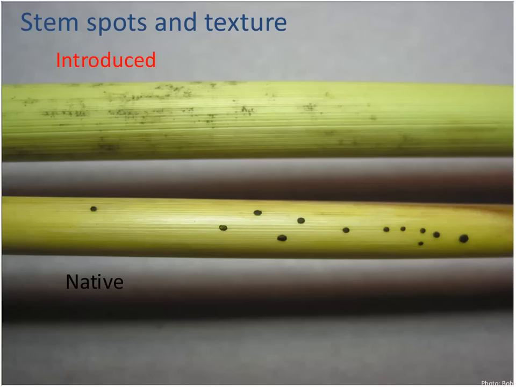We also see some fungal patterns where introduced stems will often have sort of a mildewy looking fungus growing on them. Native ones can get these nice black spots growing on them. This is a fungus. I don't know what it is, but to my knowledge, these spots have never been seen on introduced stems. Not all natives will have them, but if you do see them, it's a good sign that it's a native plant.